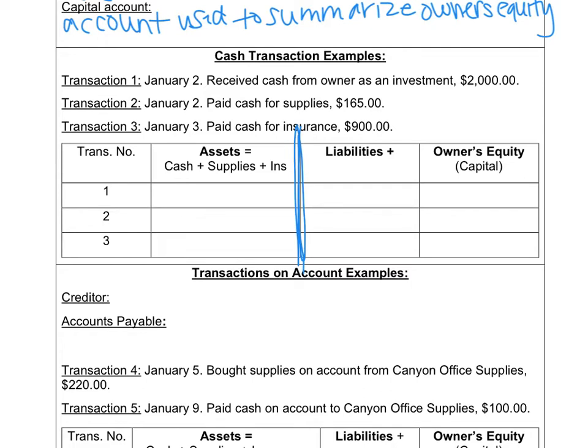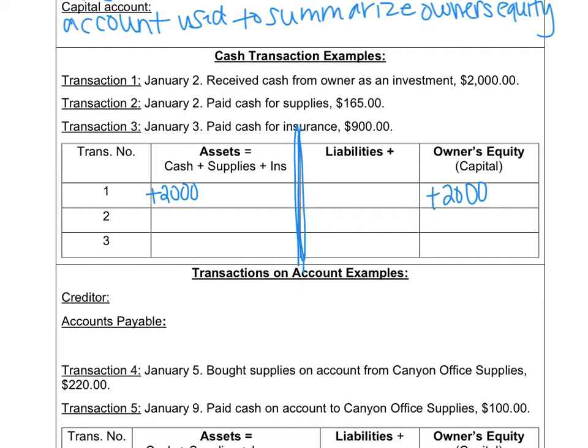It's kind of just like algebra, okay? If you subtract 2x from one side, you have to subtract 2x from the other side. And it's the same in accounting. So our cash went up by $2,000, which means that our capital also went up by $2,000 as well.